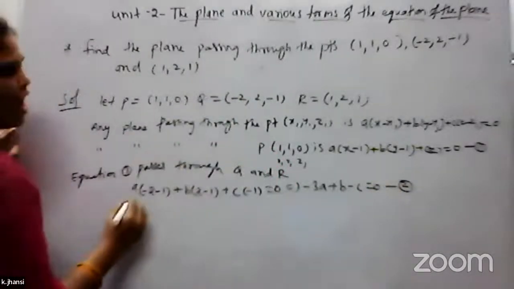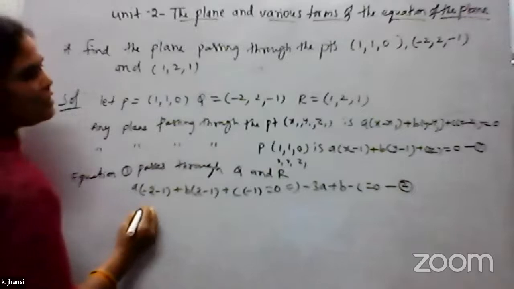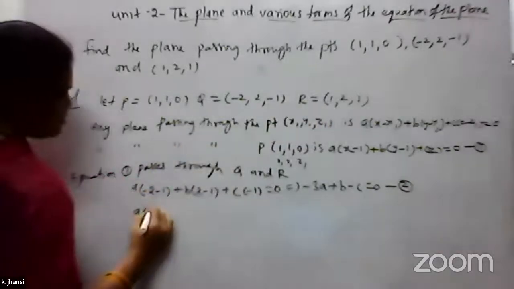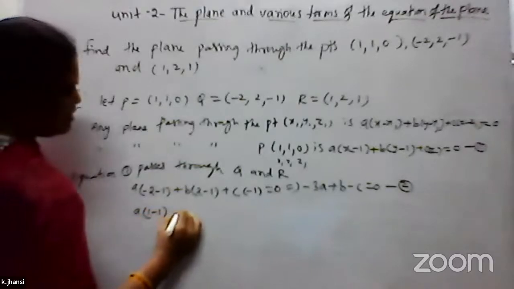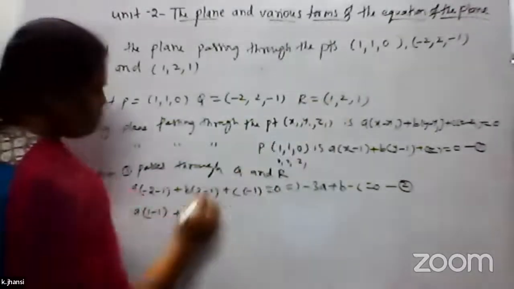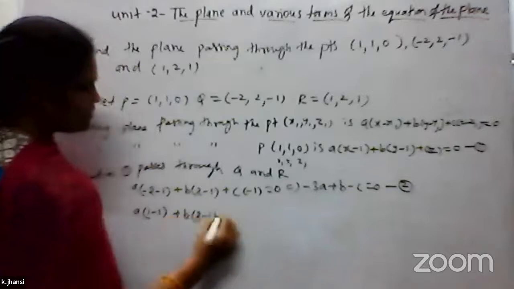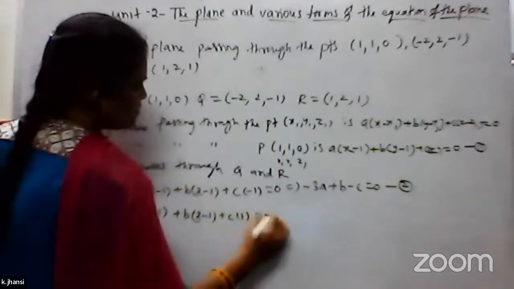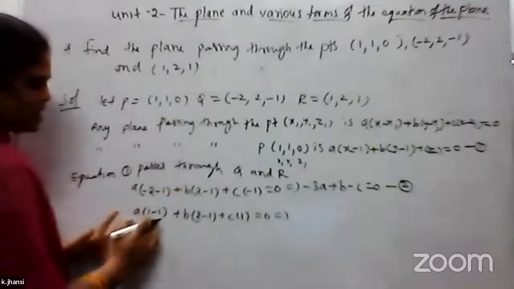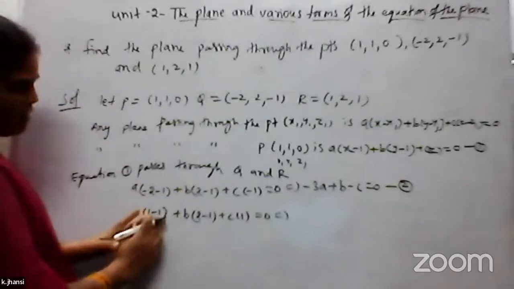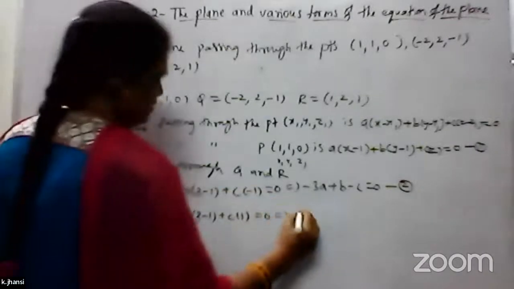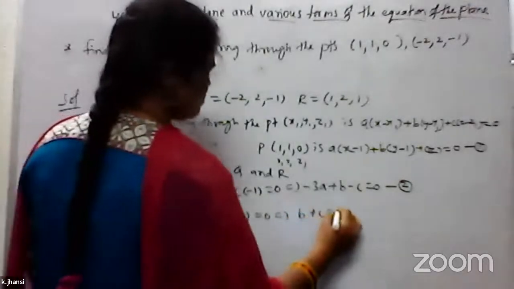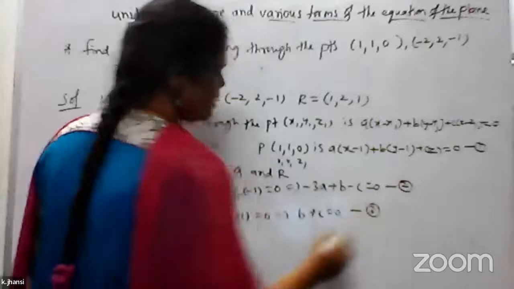Next, through R, what will you get? a into (1 - 1) plus b into (2 - 1) plus c into 1. The a term becomes 0, since 1 - 1 is 0. So this is b plus c equals 0. This is the third equation.